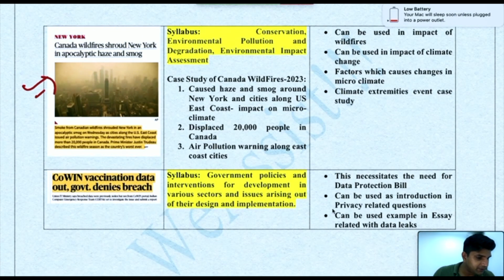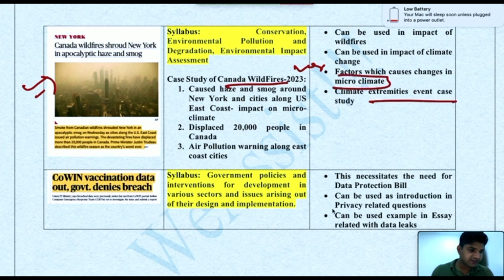This is the example of Canada wildfires. So we have seen, now you can link that climate change is happening. Temperature is rising, and because of that wildfires are increasing. So this is the case study of wildfires. What will be the impact? The haze on New York City can be used as a pollutant. Impact of climate change, it can be used directly. In pollutants it will be used directly to show the climate extremity.